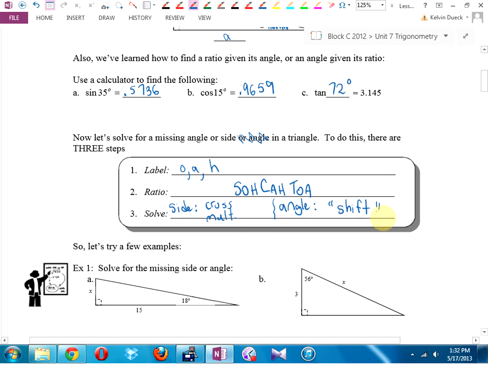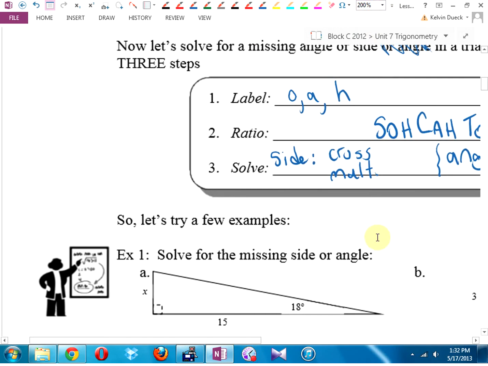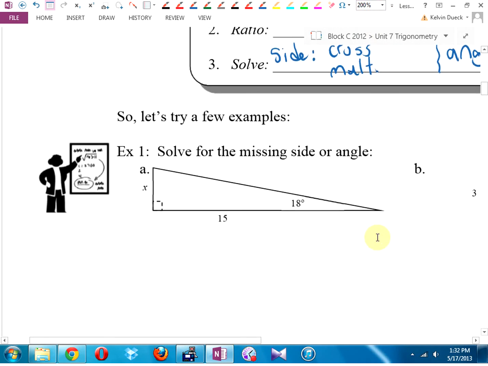Jordan, that's all very abstract. The easiest way is to jump in and just get tricky with it. Let's try some. Example 1 says solve for the missing side or angle. So the first thing I would say is there a right angle in this triangle?